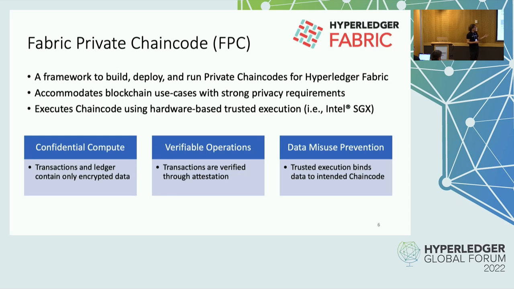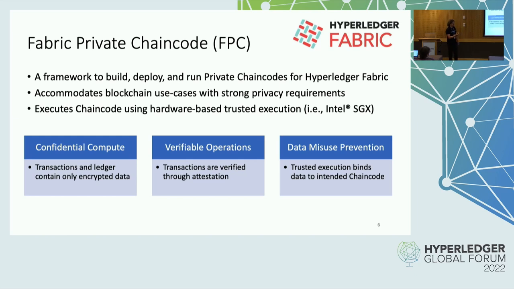The second property is verifiable operations. With Fabric Private Chaincode and the use of trusted execution, all the transactions are actually verified through a mechanism called attestation that allows us as a user to verify that our smart contract is protected in such a trusted execution environment. And this we can then transitively show for each transaction and say, okay, this transaction has been executed by a trusted execution environment. Here's the attestation that it's using Intel SGX, things like that.